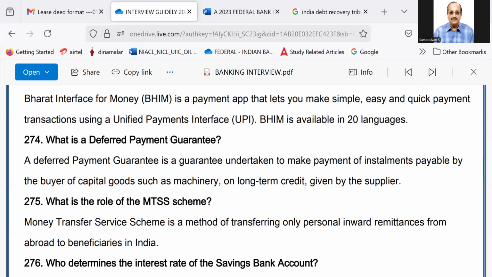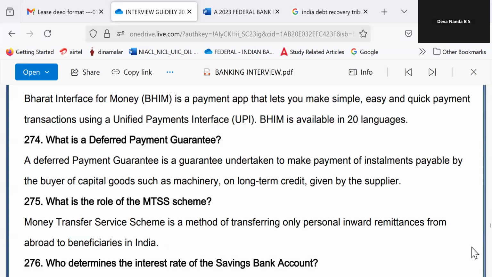See here in this case, what happened? A company purchases some machinery. The cost of it is very high, but they will be paying every month to the supplier. And that supplier will take a deferred payment guarantee from his bank, which will state that the bank will compensate the selling company if the buyer or purchaser is defaulting. Such a thing is known as a deferred payment guarantee. Continue.